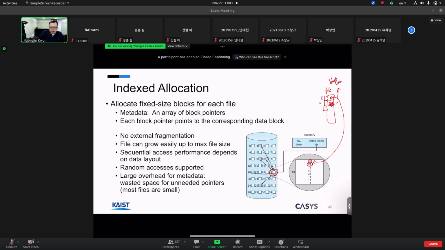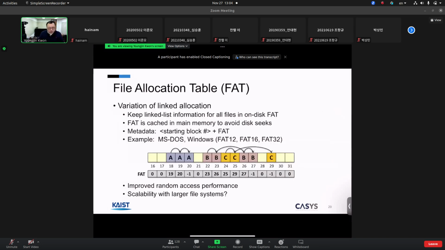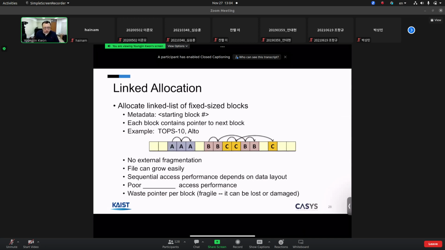This index block is stored in the directory in this example, though there are other implementations. This illustration says that after reading an index block, you can locate the actual data blocks by looking at it. So it's good: index blocks work well for supporting random access. On the other hand, FAT and linked allocation have really poor random access performance.